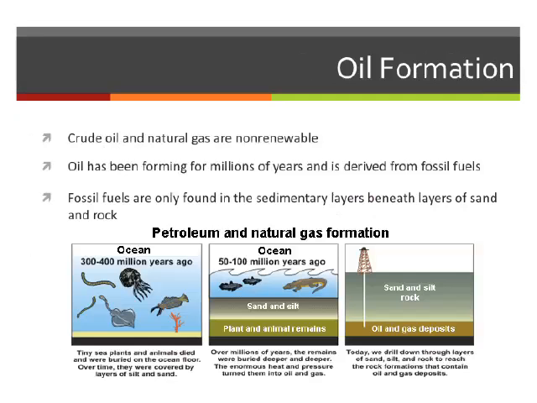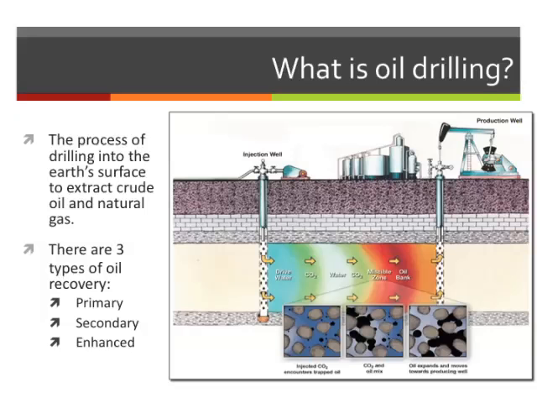Pressure and heat applied from the multiple layers refines the organic material, turning some into coal, oil, and then natural gas. Oil drilling is the actual process of drilling into the Earth's surface to extract the crude oil and natural gas. There are three types of oil recovery: primary, secondary, and enhanced.